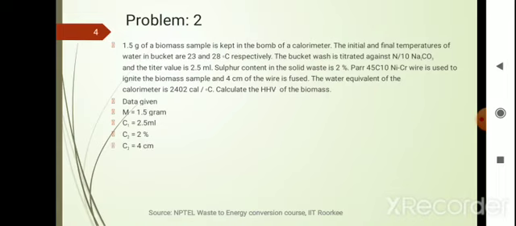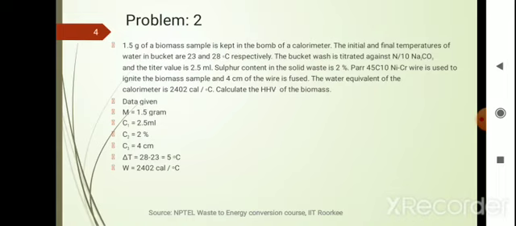And C3 corresponding to the burning of fused wire. So here it is 4 centimeter. The length of burned fused wire is 4 centimeter. So C3 is 4 centimeter. And delta T is the temperature rise of calorimeter or water in the bucket, which is measured, and it will be 28 minus 23, 5 degrees. So 5 degree rise is obtained by conducting this test. So delta T is 5 degrees Celsius.